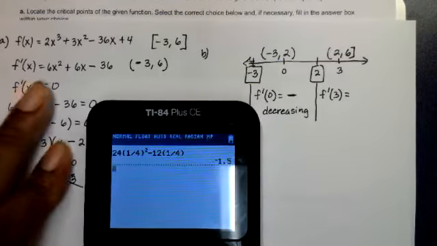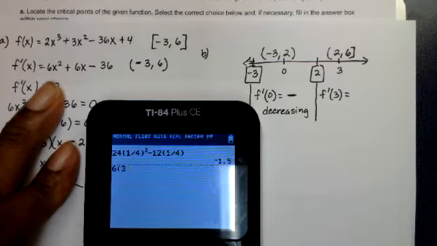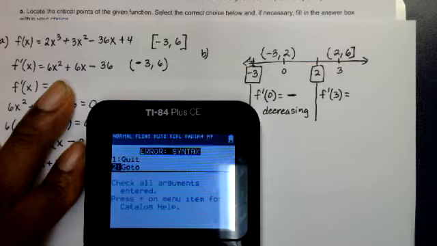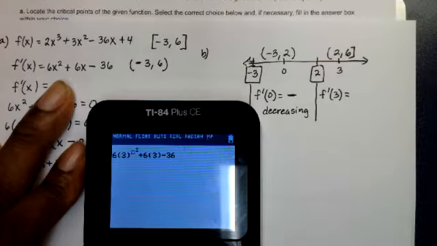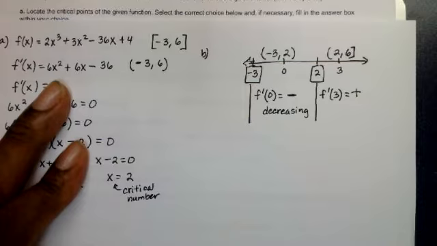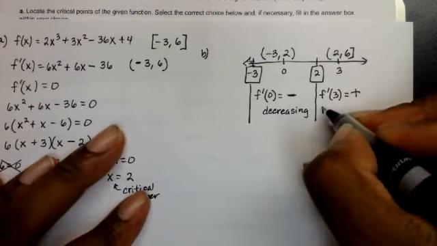Substitute it in the f prime function. This will be 6 times 3 squared, plus 6 times 3 minus 36. That's going to give me 36, which is positive. So that means from 2 to 6, the graph of that function will be increasing.